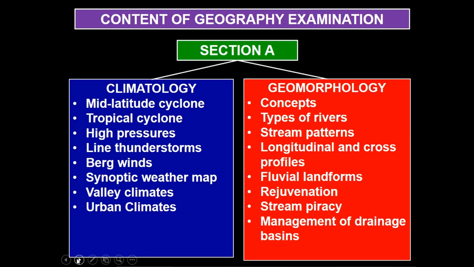So what is the topic that we're going to concentrate on in grade 12? And that is fluvial, right? So what is fluvial? Fluvial means water, right? So the topic that we're going to need to concentrate on is our concepts of rivers, okay? The types of rivers, stream patterns, and then longitudinal and cross profiles, then fluvial landforms, rejuvenation, stream piracy, and then the last one is management of the drainage basin.